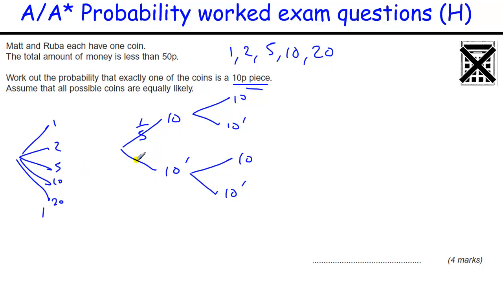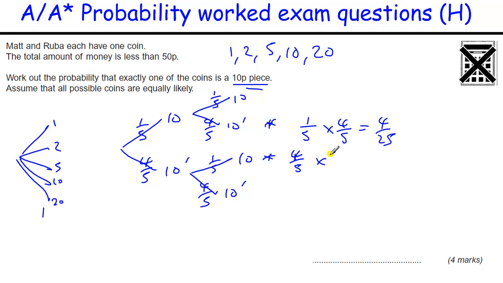The probability that it's not 10p the first time is 4 out of 5. So the second coin could also be 1 out of 5, 4 out of 5. So exactly one of the coins is 10p is this one and this one. So that's 1/5 times 4/5 is 4/25, and 4/5 times 1/5, which is also 4/25. We're going to add those two together to give us 8/25.